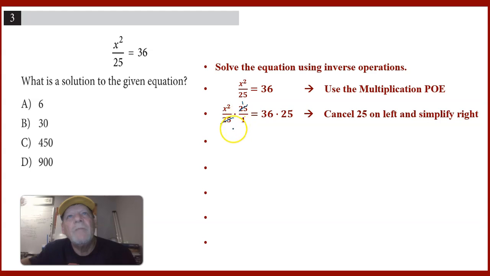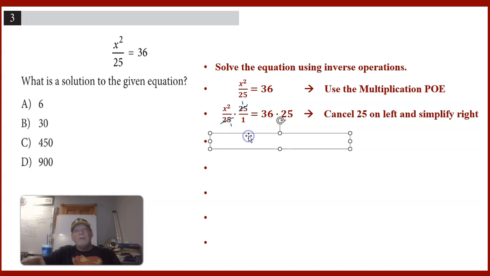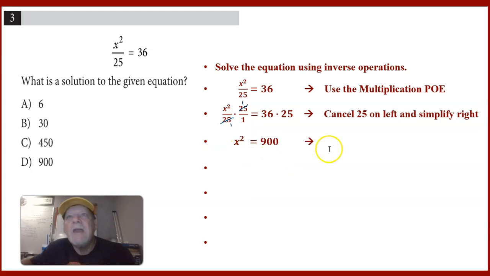And 25 divided by 25 is 1. 25 divided by 25 is 1. X squared times 1 over 1 times 1 is going to be x squared. And then I take my 36 times my 25, and I get 900.